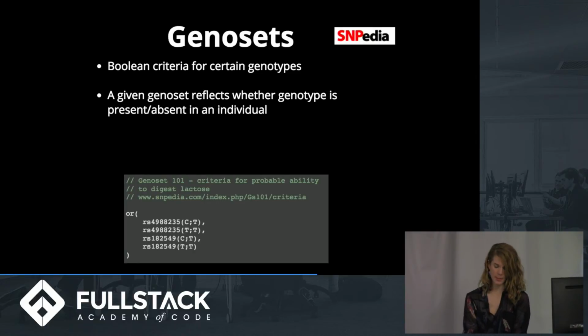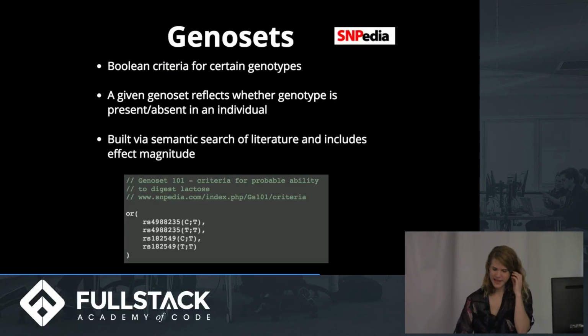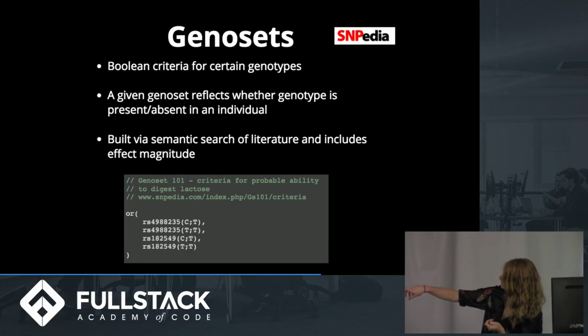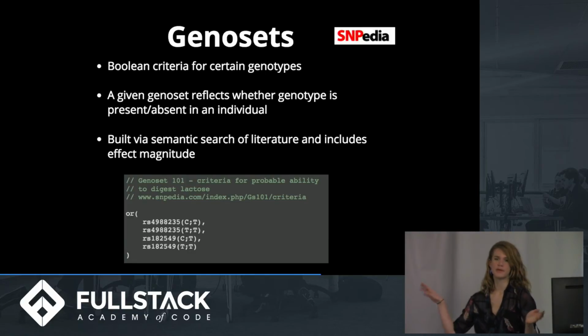Here's a slightly more complicated one. If you have any one of these 4 genotypes at the respective position, if you're of European background, you are 77% likely to be able to digest lactose. So these kind of criteria, the genosets, they're built using semantic search, which I thought was really cool. So in essence, that means that these RSID numbers are unique. They're used in every database and every publication that refers to this SNP.